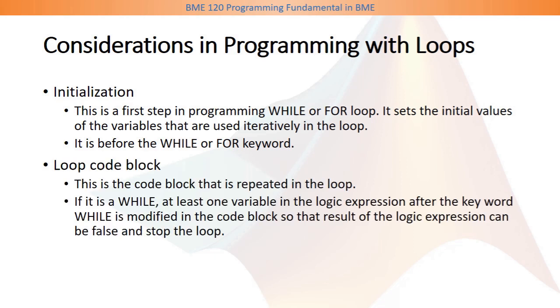The code block surrounded by the keywords while and end, or the keywords for and end, is repeated in the loop. For a while loop, at least one variable in the logical expression after the keyword while must be modified in the code block to ensure that the logical expression may yield a false value so that the loop can be stopped. Otherwise, your script can be a dead loop, meaning it will never exit the loop. It will usually appear as if the code is unresponsive.